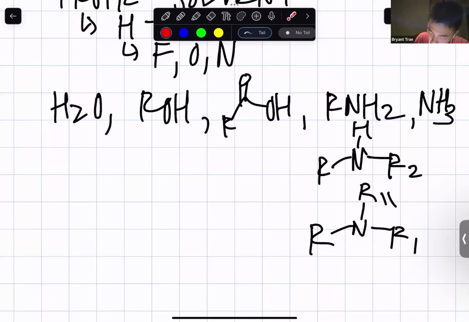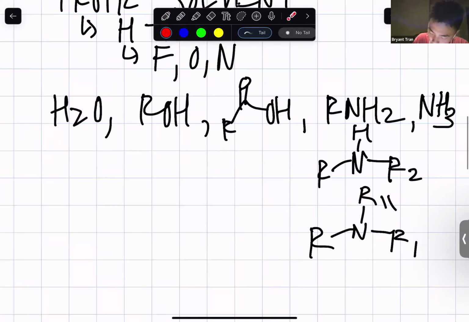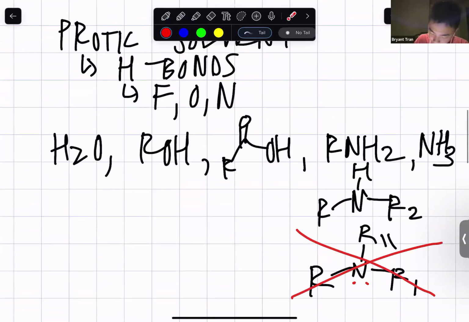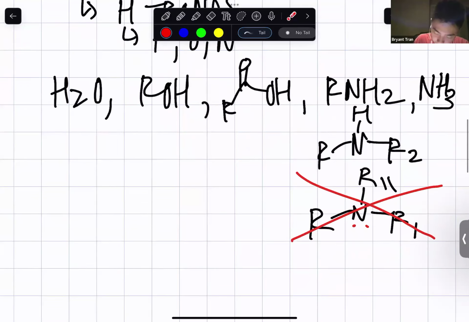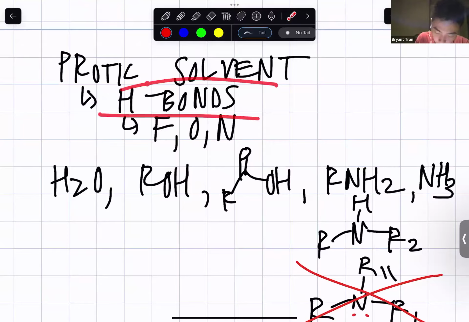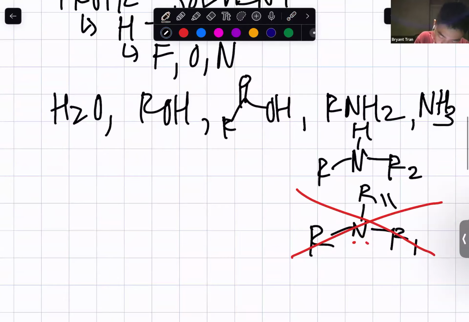right? Because this tertiary amine here has no hydrogen bonds, right? This is a nitrogen atom here, which is one of the 3 atoms, fluorine, oxygen, or nitrogen, but there's no hydrogens attached to that nitrogen right there. So because of that, there's no hydrogen bond, right? The hydrogen bonds are very important. They're one of the strongest intermolecular bonds because of the difference in polarity, the difference in electronegativity, right?